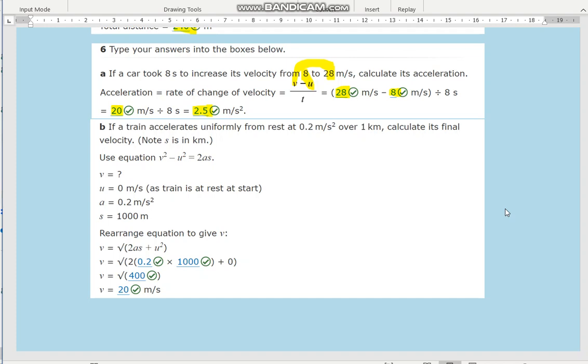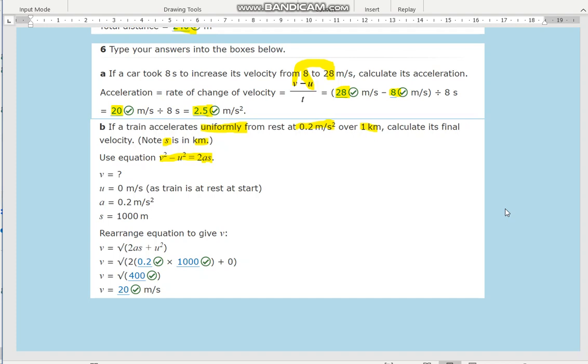If a train accelerates uniformly, that means staying at the same acceleration, from rest at 0.2 meters per second squared. So that's its acceleration there, which stays constant. That's what uniform means. Over 1 kilometer, so that's our distance, calculate its final velocity. Note s, that's the distance, is in kilometers. So use this equation, v squared minus u squared equals 2as. A for acceleration, sorry, s for distance, not time.